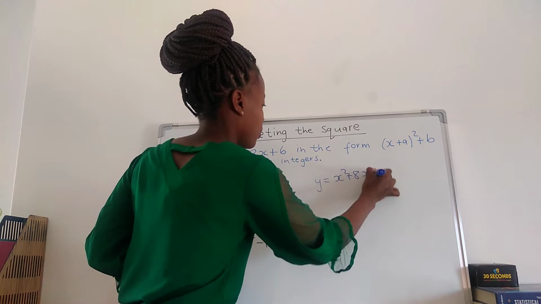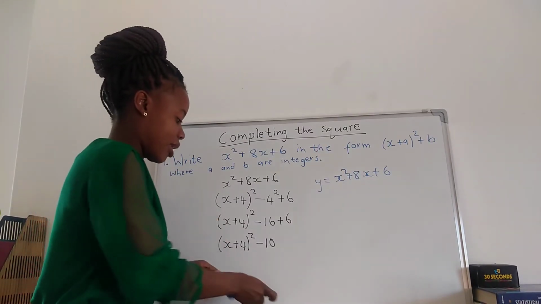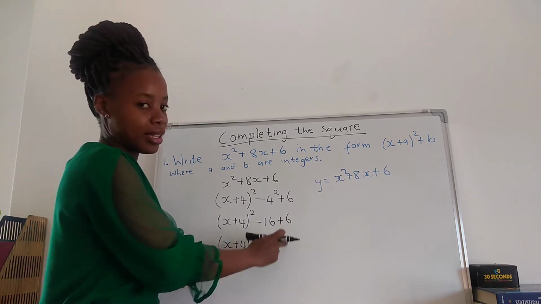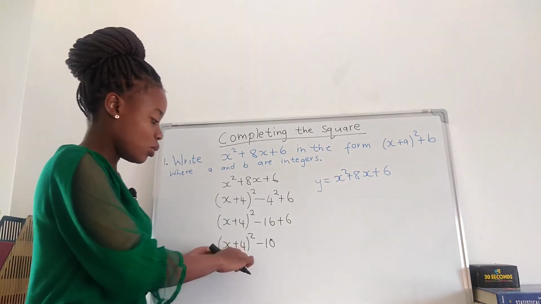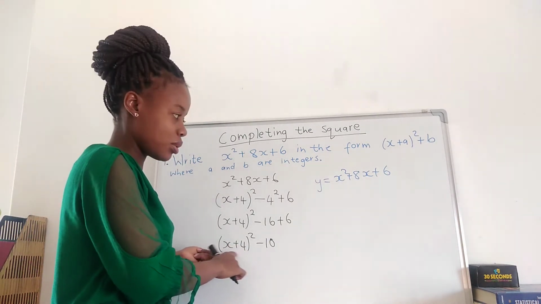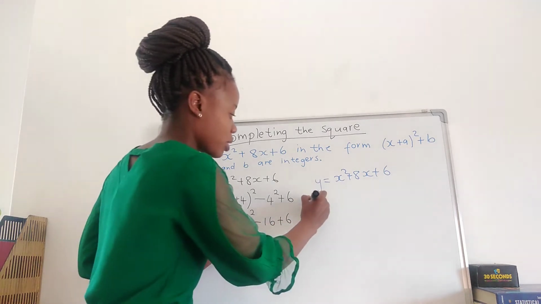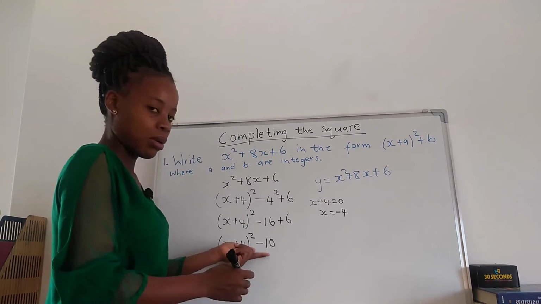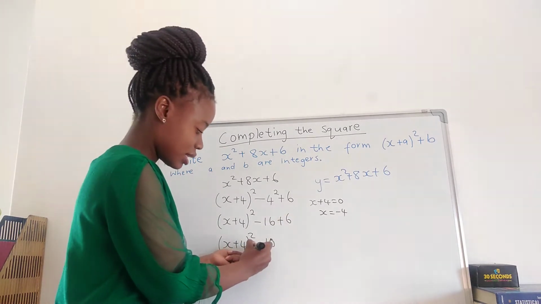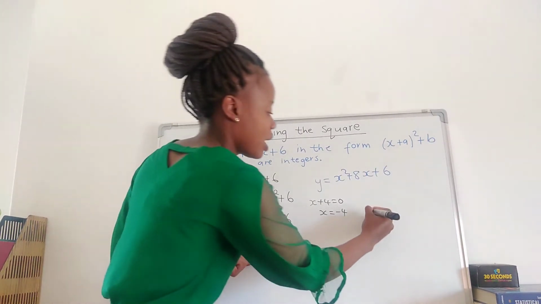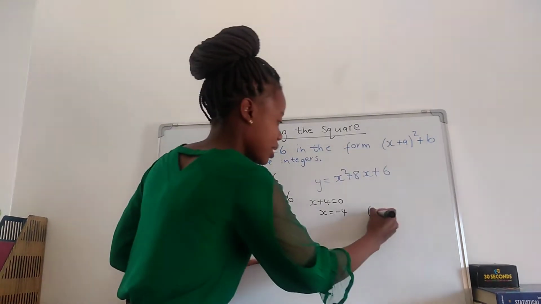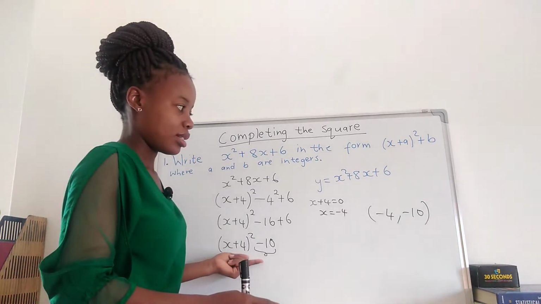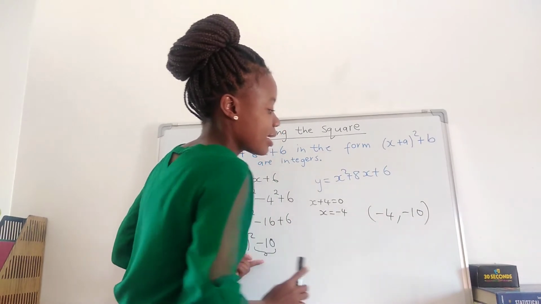of this graph? Okay, so to find the turning point, you just look at the answer here, right? You just look here, you equate this to 0. So you're going to have x plus 4 equals 0, which means our x is negative 4, right? And our y is just negative 10. You just take this. This is going to be your y. So the turning point of this graph is going to be negative 4, negative 10, right? This is how to find the turning point.